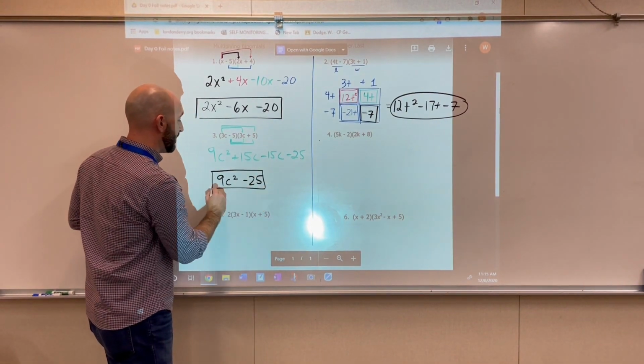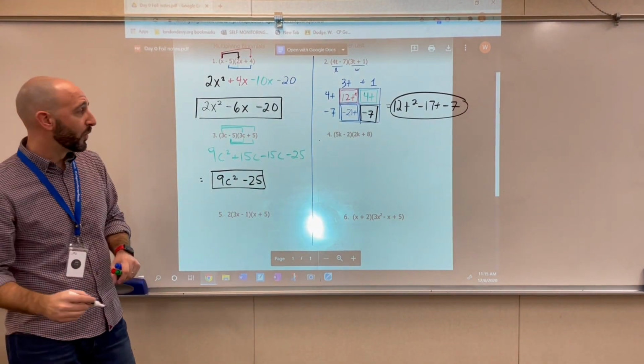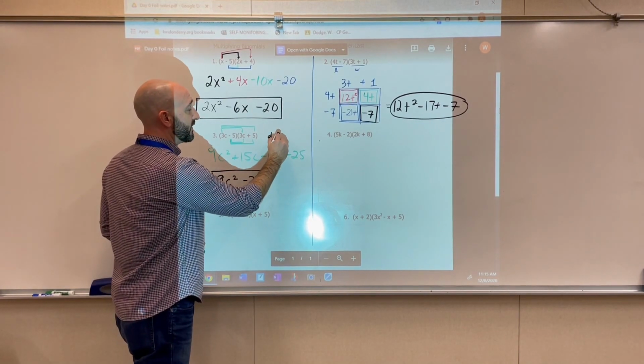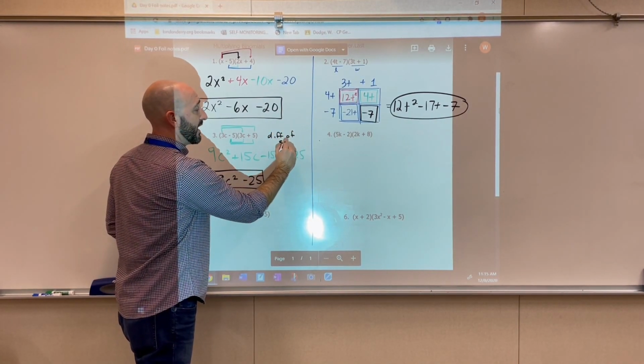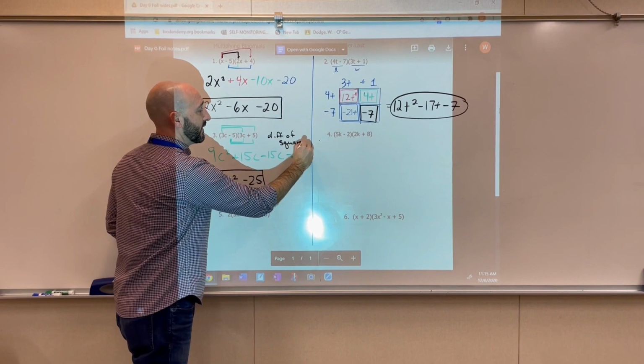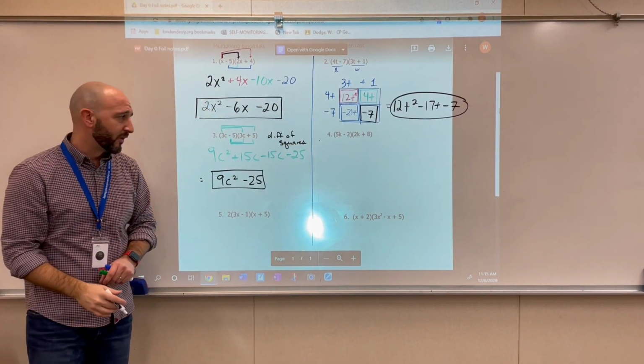And I don't know if you remember this pattern from back in Algebra 1, but this is actually the difference of squares pattern. And that's something that we'll investigate a little bit further later on.